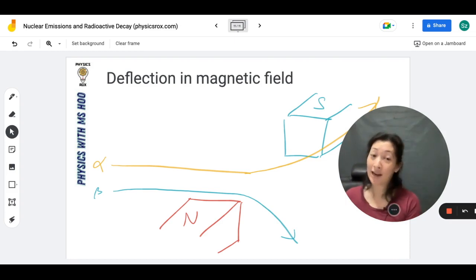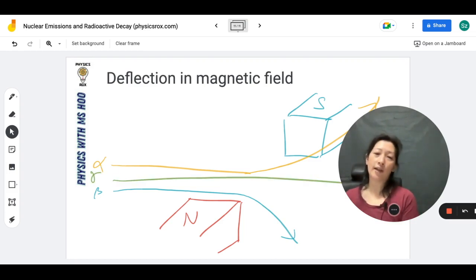Gamma, as discussed earlier, has no charge, so it is not affected by the magnetic field. That means gamma, no deflection at all as it passes through the magnetic field.